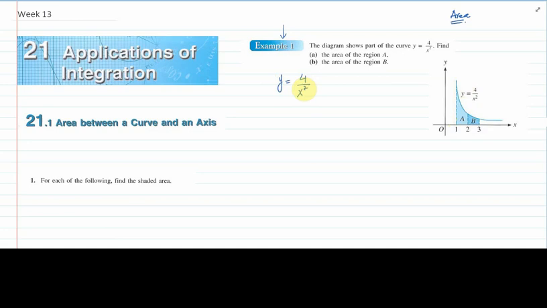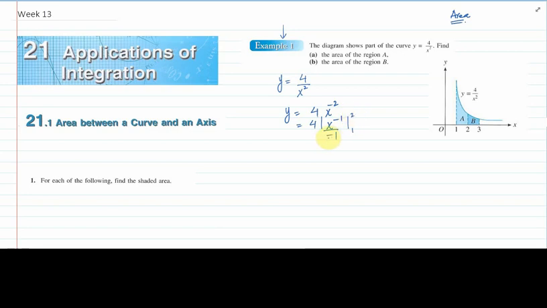Before integration, we need to arrange our equation. So it will be y equals 4x to the power minus 2. Now the function is ready to integrate. So it's x to the power minus 1 divided by minus 1. And this time we are not using the constant c here, because if you see the region A, what are the limits for region A? Region A starts from 1 and ends at 2, right? So that means we need to place the limits here, from 1 to 2.